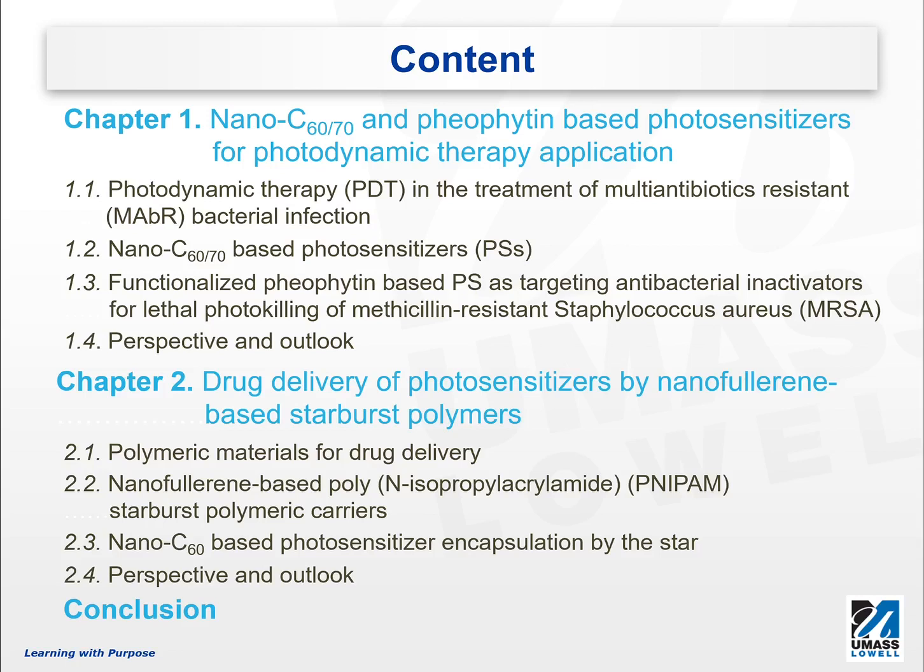In chapter 2, I'm going to talk about drug delivery for photosensitizer by nanofilament-based star polymers. So first, I'm gonna introduce a little bit on the polymeric materials for drug delivery, and then I'm going to talk about our research based on the nanofilament-based polymeric drug carriers. And then I'm going to talk about nano C60 based photosensitizer encapsulated by this type of carrier. And then I'm going to talk about some of our research plans.